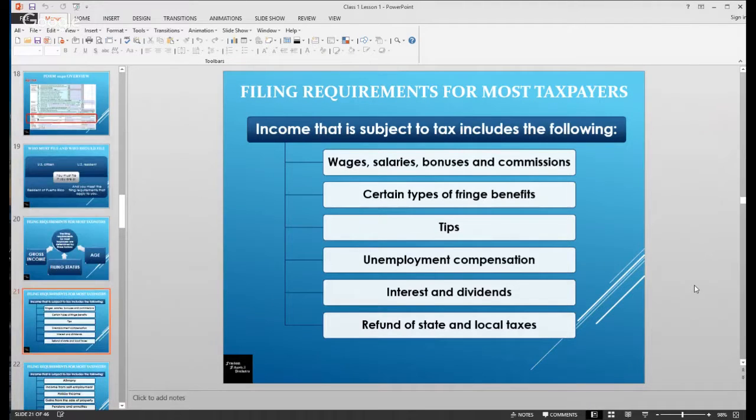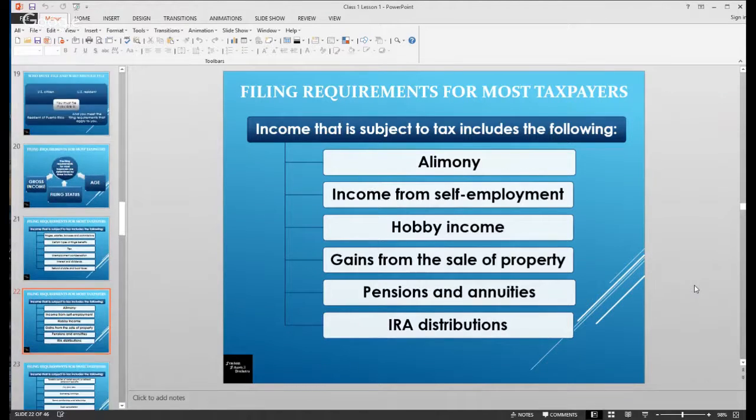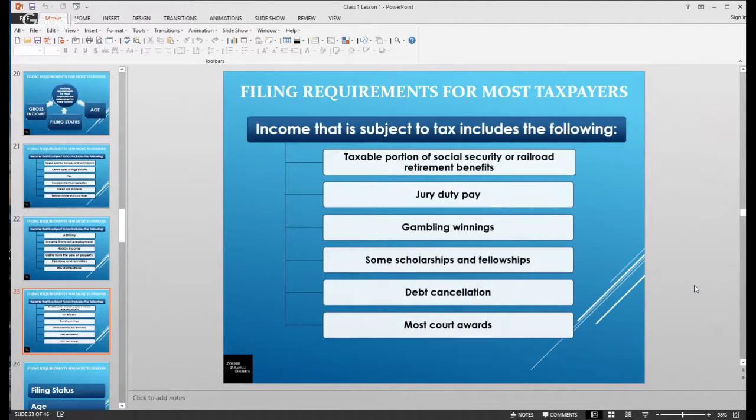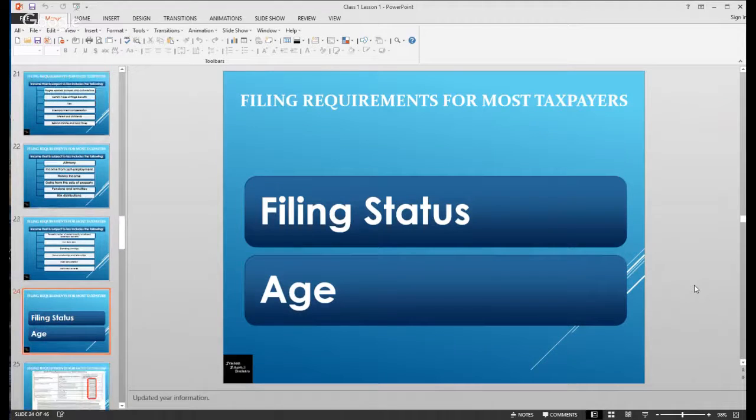Income that is subject to tax includes the following: any wages, salaries, bonuses, or commission, certain types of fringe benefits, tips, unemployment compensation, interest and dividends, refund of state and local taxes may be included, any alimony, income from self-employment, hobby income, gains from the sale of property, pensions and annuities, IRA distributions, any taxable portion of Social Security or retirement railroad benefits, jury duty pay, gambling winnings, scholarships and fellowships, some of those are taxable, debt cancellation, as well as court awards.